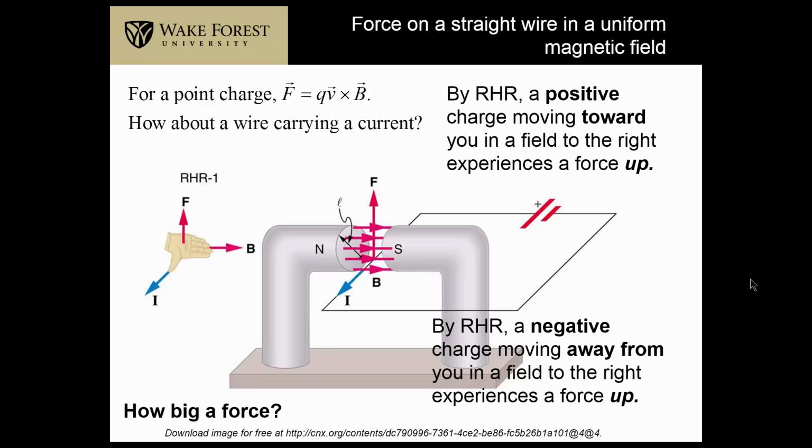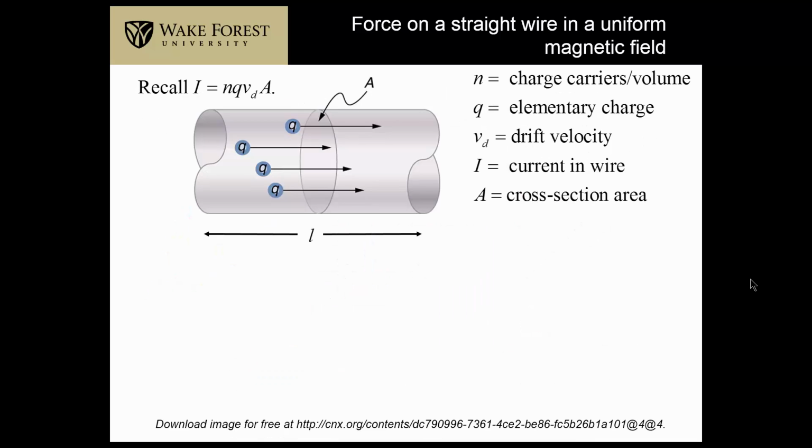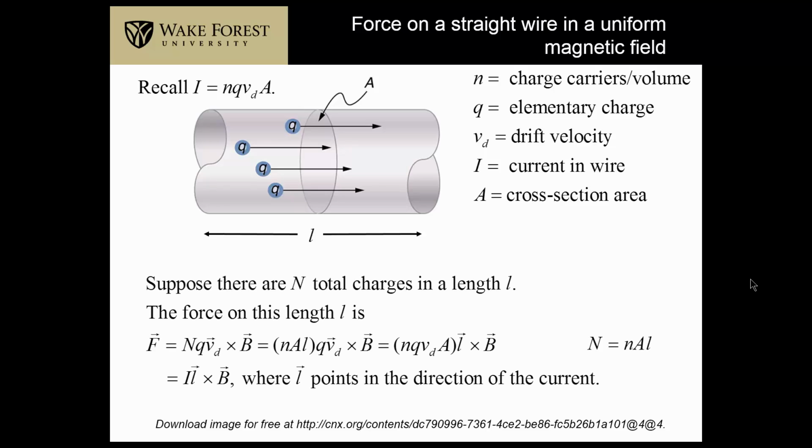How big would the force be? Well, remember that I is equal to the concentration of charge carriers times the charge of each charge carrier times their drift velocity times the cross-sectional area of the wire. So let's consider the force on a section of length L of this wire. Now let's suppose there are total charges of capital N. That's the total number of charges in this section of wire of length L.